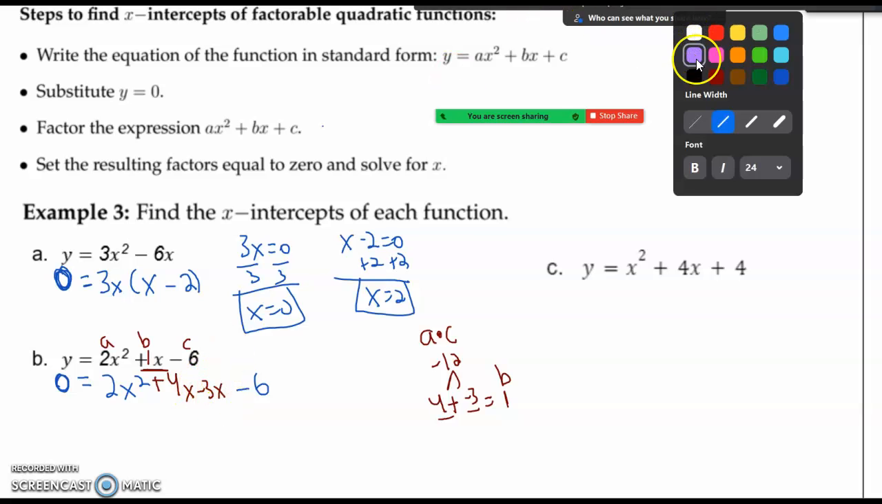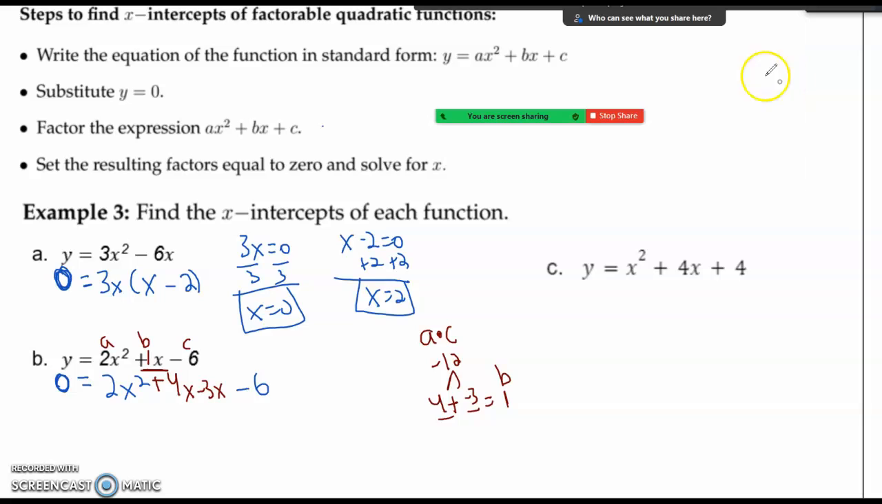Then now that I have 4 terms, I can do factor by grouping.